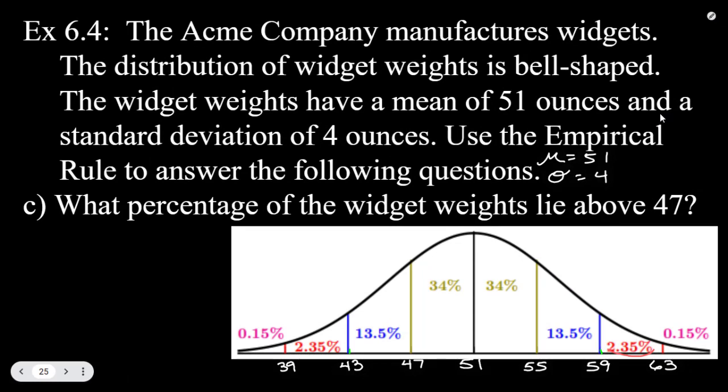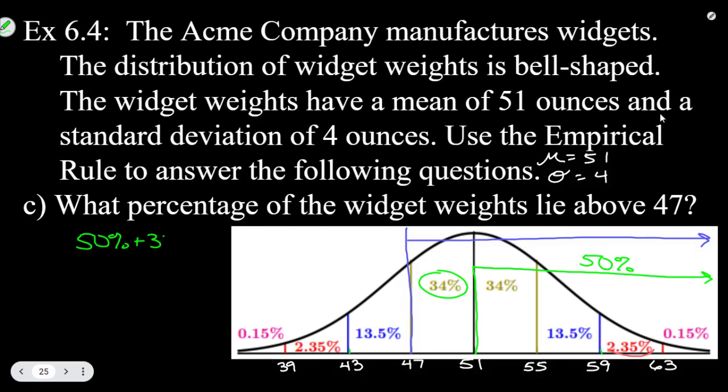For part C, it's the same situation. It says what percentage of the widget weights lie above 47. So this time, here's our boundary, 47, and we're looking at everything in this direction. Well, again, there's probably an easier way and there are some harder ways, but probably the easiest way in this case is to remember that 50% of the values are above that mean. And then we can simply add the 34% more. So if we take that 50% plus 34%, we're going to get 84% of the values are above 47.